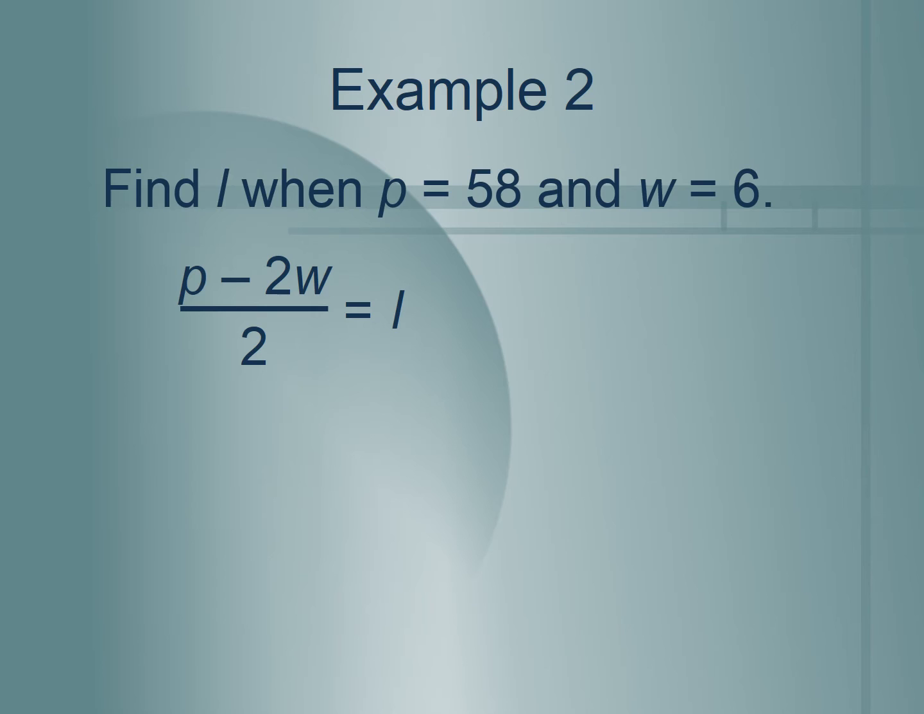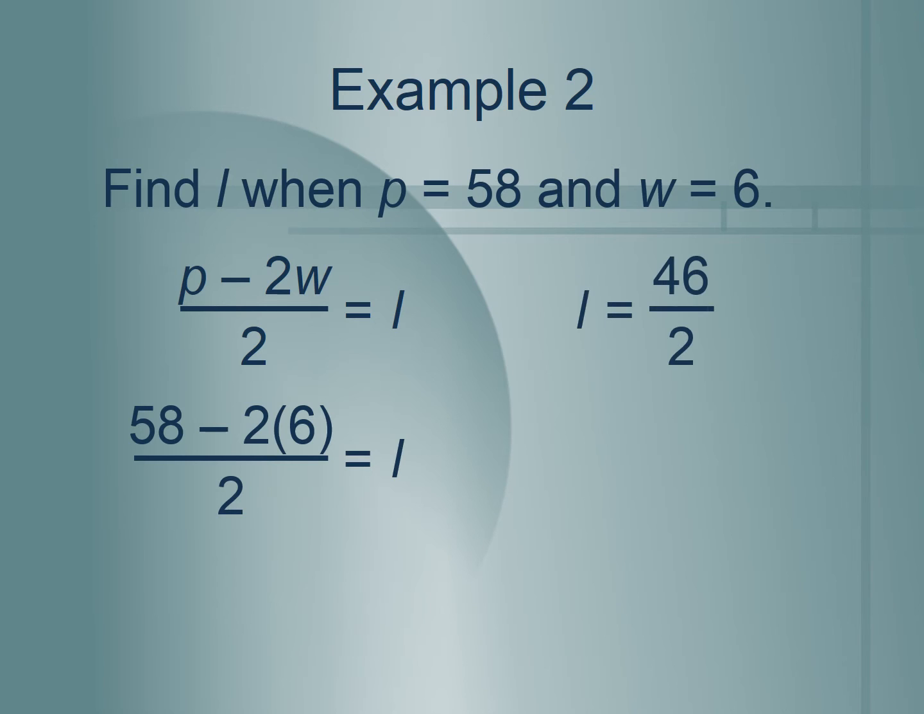Now this is an evaluating problem. We're going to substitute 58 for P and 6 for W. So we're going to rewrite the problem. Instead of writing P, we're going to write 58. Instead of writing W, we're going to write 6. And then we're going to go ahead and do our order of operations. So 2 times 6 is 12. 58 minus 12 is 46. So now we have 46 divided by 2, which is 23.